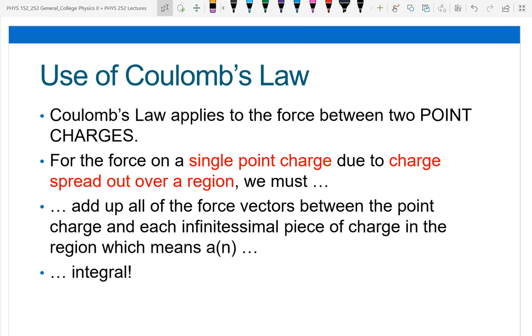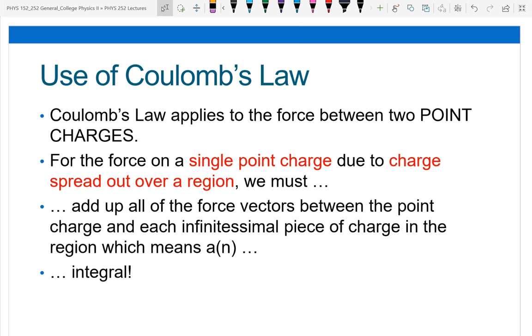Okay, so we talked about the general physics approach. Now let's get to the calculus approach. The calculus approach, the more fundamental approach, the one that allows us to deal with real situations. Because Coulomb's law, the way we learned in the algebra class, is technically only true for the force between 2 point charges. And so, what's a point charge?